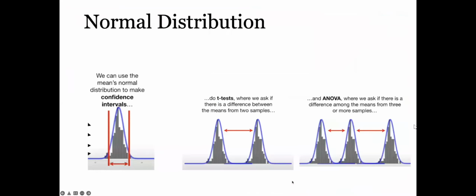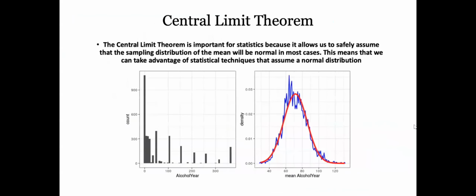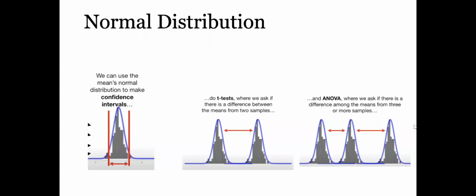And so with the normal distribution of the means, we can do confidence intervals. We can do t-tests when we're trying to look at the difference between two means. We can do ANOVA when we're looking at the difference between three or more samples. And there are a number of things that we can do with the normal distribution that are all possible because of the central limit theorem. So do not forget this. This is really important.